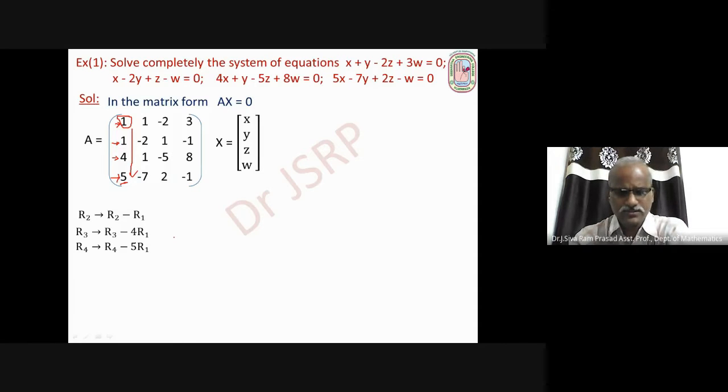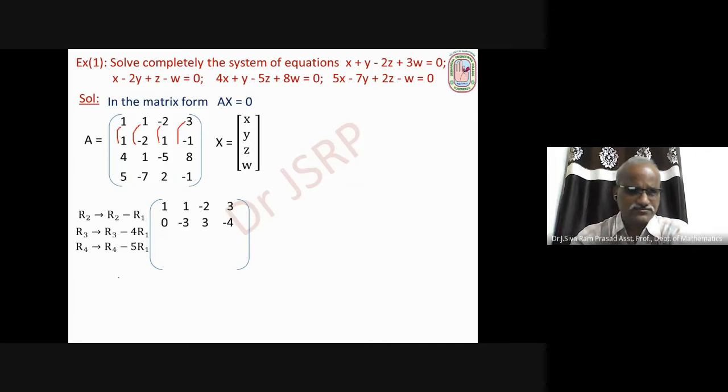Okay. Right. First row as it is 1, 1, minus 2, 3. So to calculate R2 minus R1. So 1 minus 1, 0. Minus 2 minus 1, minus 3. 1 minus of minus 2, 1 plus 2, 3. Minus 1 minus 3, so minus 4. So this is row 2 calculation.